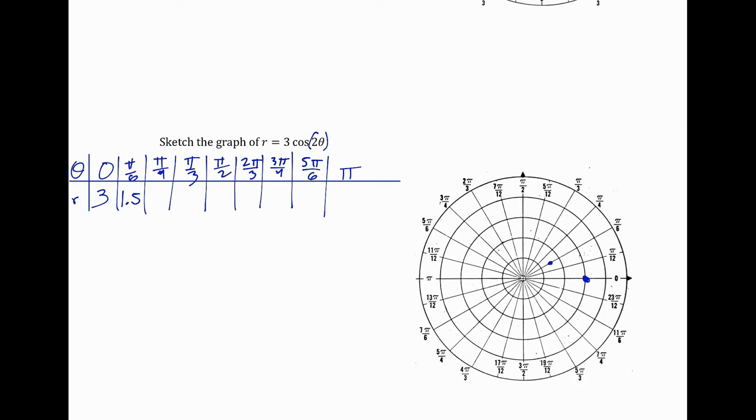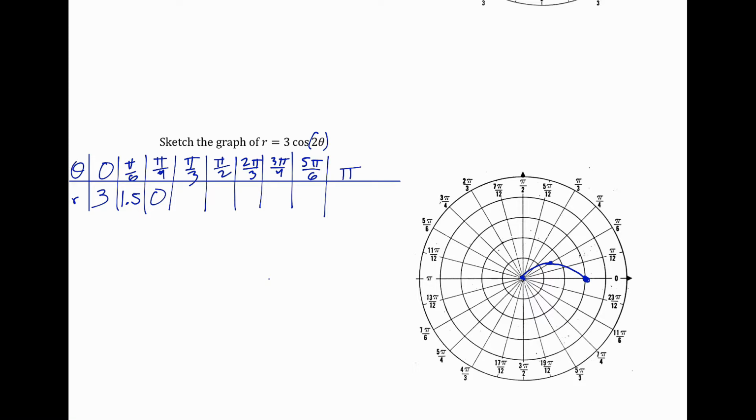At pi over 4, so facing the direction of pi over 4, we got a radius of 0. That ends up being smack dab in the middle. Connect your dots as you go. So this was our first point here, connecting to our second point, connecting to our third point. Again, try to make it a nice curve as you go.